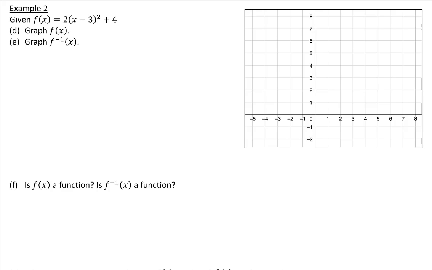Let's go to our next example. Given f of x equals 2(x minus 3) squared plus 4, let's graph f of x and graph the inverse of f of x. Let's start with our table of values. Remember, this is a quadratic. Our base table is x: -2, -1, 0, 1, and 2. And the y values are 4, 1, 0, 1, and 4.